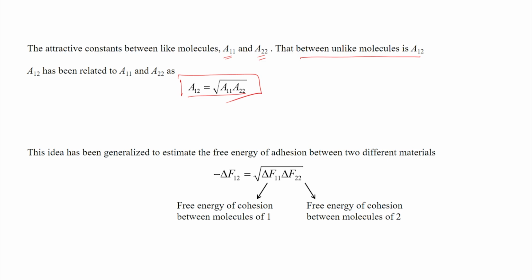Since that is the way this kind of mixing rule is used for Hamaker constants, the interaction energy or free energy of adhesion or interaction between 2 different materials is also determined by this. So, here delta F11 will be the free energy of cohesion between molecules of 1, and delta F22 the free energy of cohesion between molecules of 2. Therefore, the free energy of interaction between molecules 1 and 2 is given by this, using this kind of mixing rule. That is the way it is done.